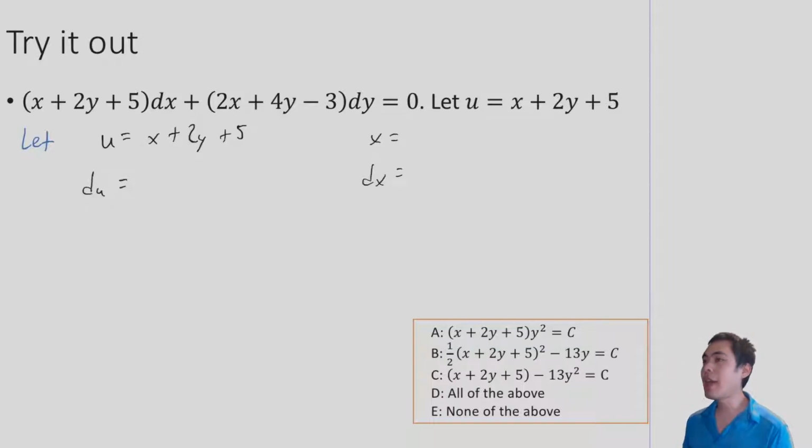How do we find x? Well, you want x as a function of u and y. And so you might find x by using that. So if you take u is equal to x plus 2y plus 5, what is x equal to as a function of u and y?